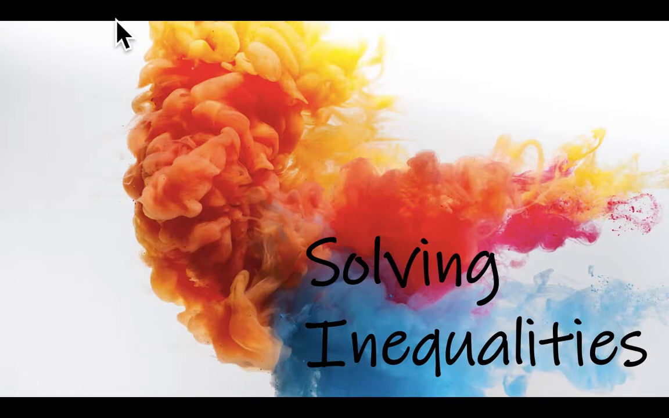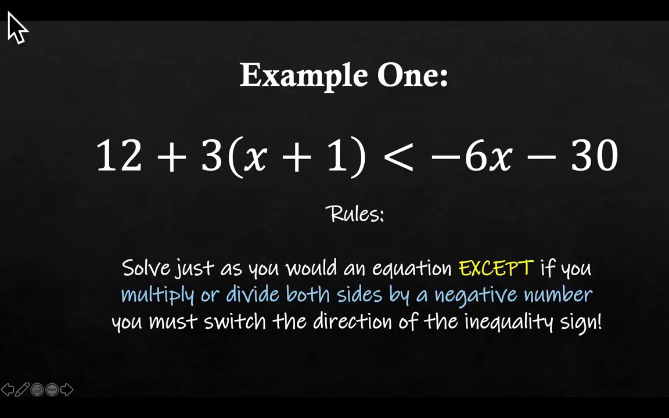All right, ladies and gentlemen, this will be a video on solving inequalities. Here's our first example: 12 plus 3 times the quantity x plus 1 is less than negative 6x minus 30.